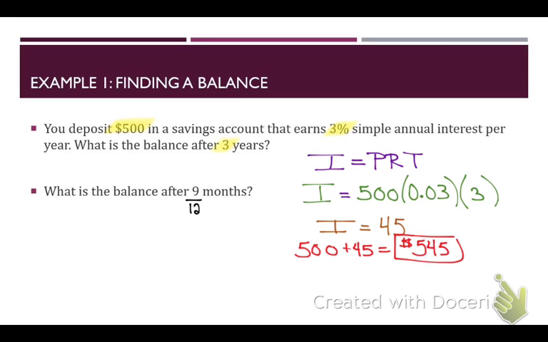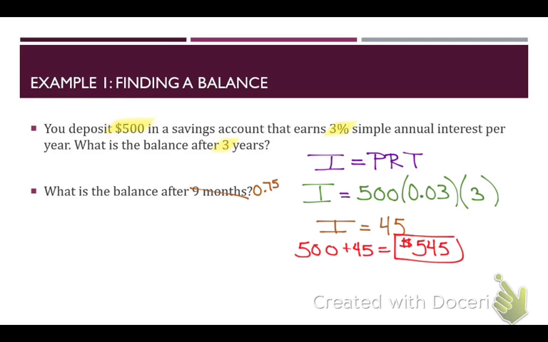9 divided by 12 is what? 0.75. So I'm going to leave it 0.75. If you're trying to convert 5 months or 2 months or 1 month, you're going to leave it a fraction if it ends up being a repeating decimal. Does that make sense? If it's a terminating decimal, use the decimal. But if it's a really long one, you know, like 5 divided by 12, then we're going to leave it a fraction in the formula.